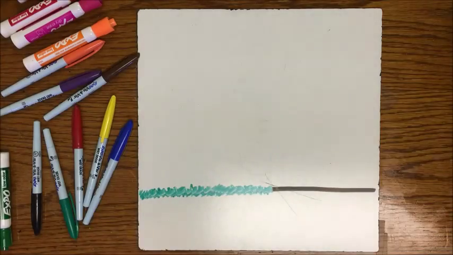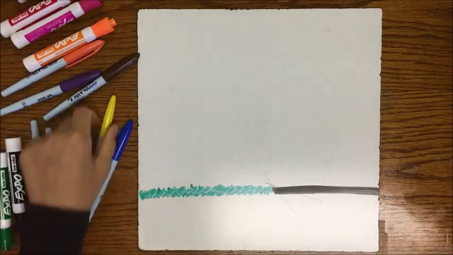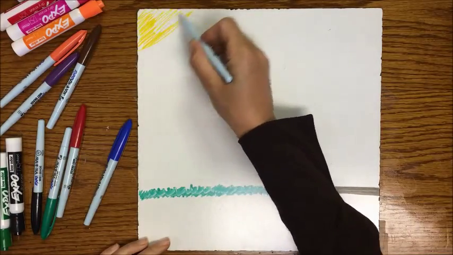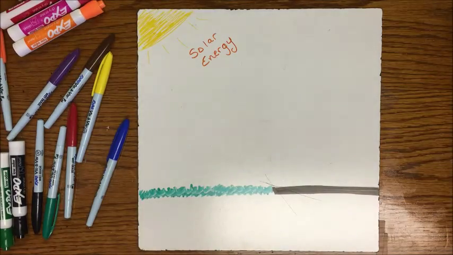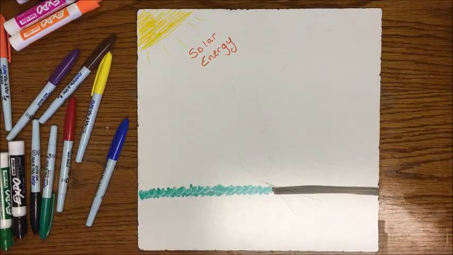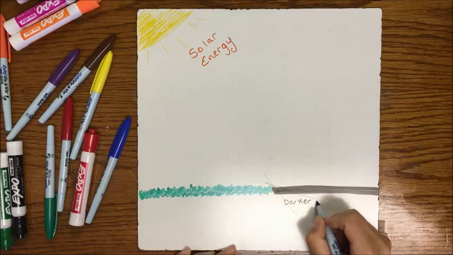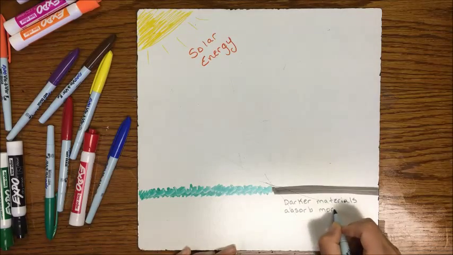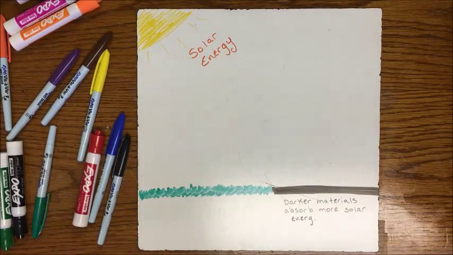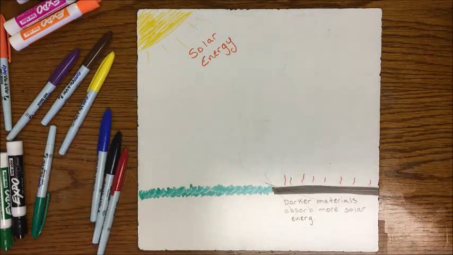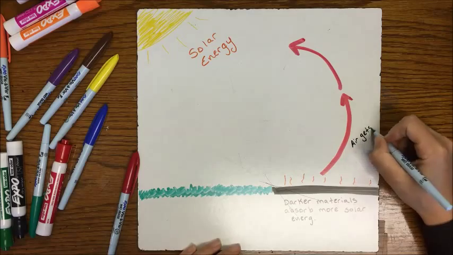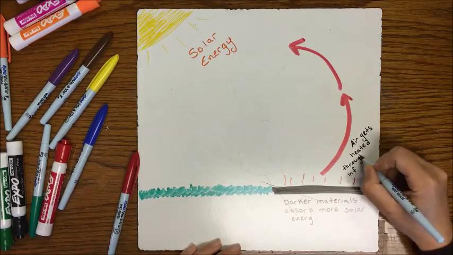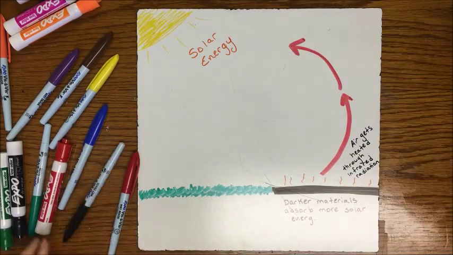Today's lesson is all about convection and conduction. So say we have a grassy area and a dark asphalt area, and it is a nice, hot, sunny day. We get our energy through solar energy, which is going to come down and radiate everything on the surface of the earth. And we know that darker materials absorb more solar energy. That is going to cause the air above the land to get hotter through infrared radiation.